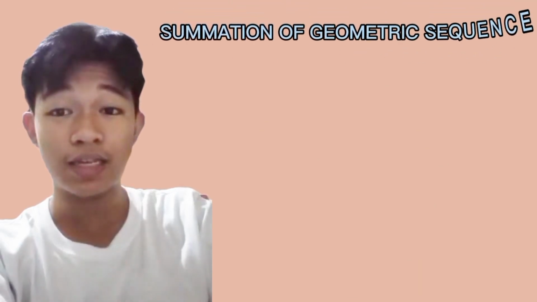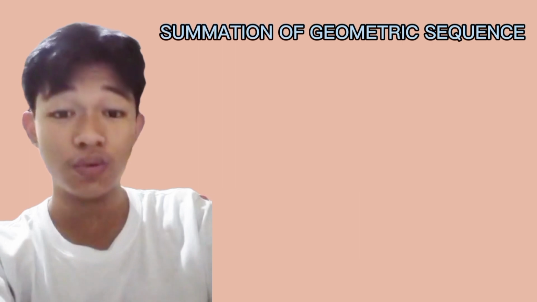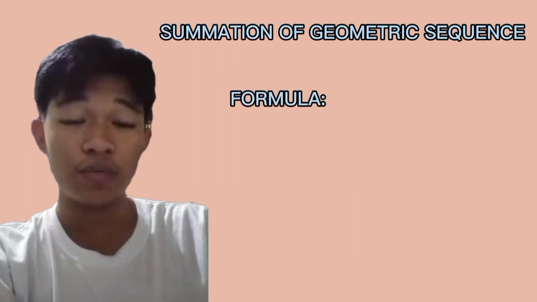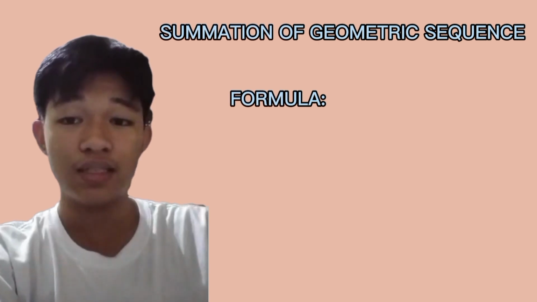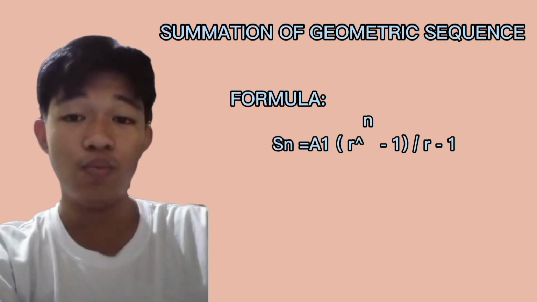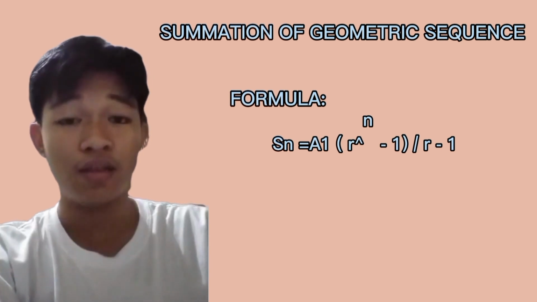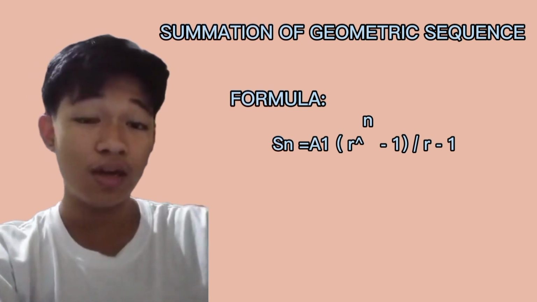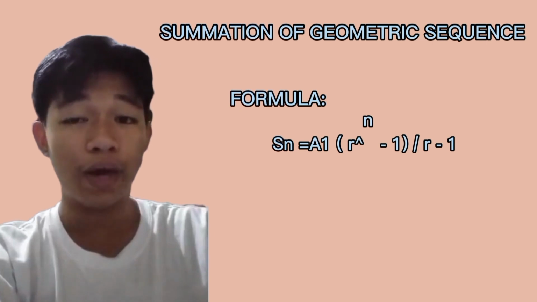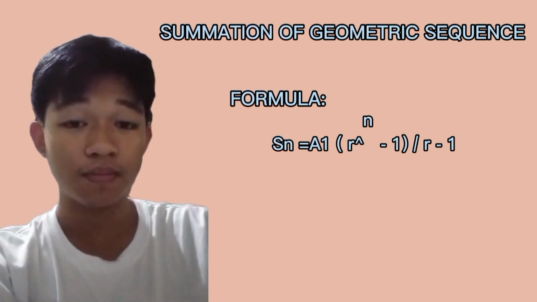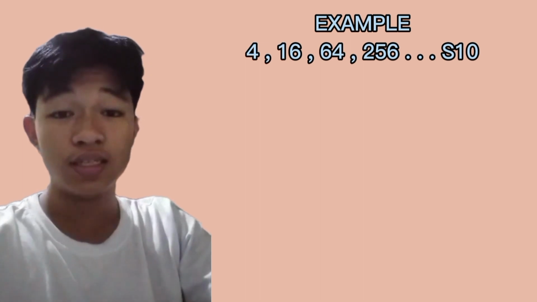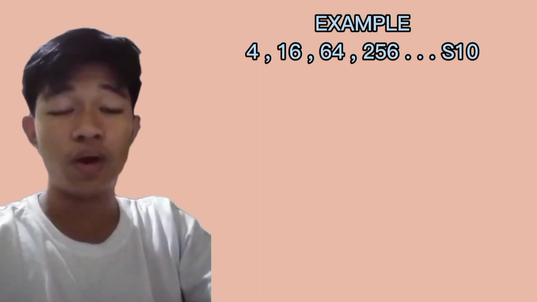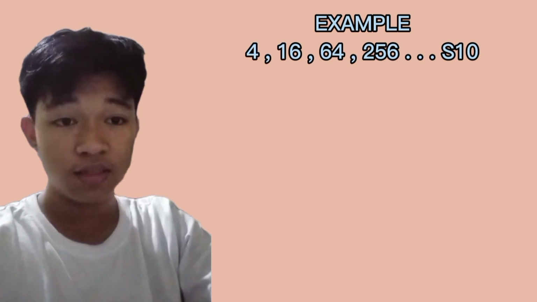The next topic is the sum of a geometric sequence. The formula for the summation of the geometric sequence is S sub n is equals to a sub 1 times the quantity of r to the power of n minus 1 over r minus 1. Here is an example. 4, 16, 64, and 256.